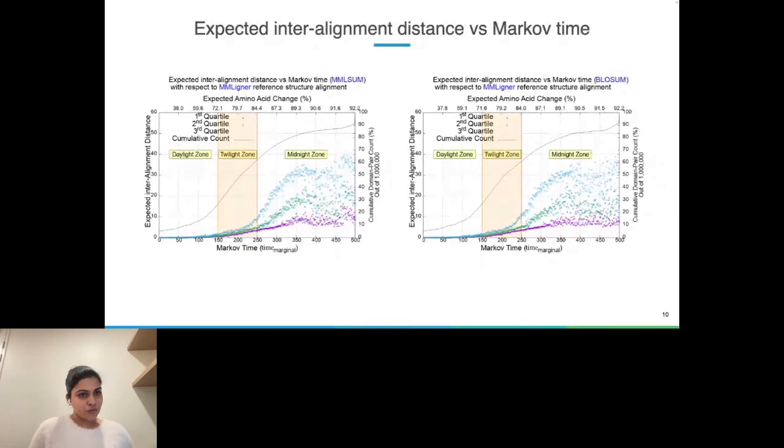In the range 150 to 250, both the expected distance and the variance between the quartiles ramp up steeply. This specifies the twilight zone of inference of sequence alignments. This region corresponds to an expected amino acid change in the range 72% to 84% approximately. Finally, we observe the midnight zone of protein sequence relationships above 250. This region is marked by a drastic growth in the variance between the quartiles. This corresponds to a region where sequences have undergone an expected amino acid change of more than 84%.